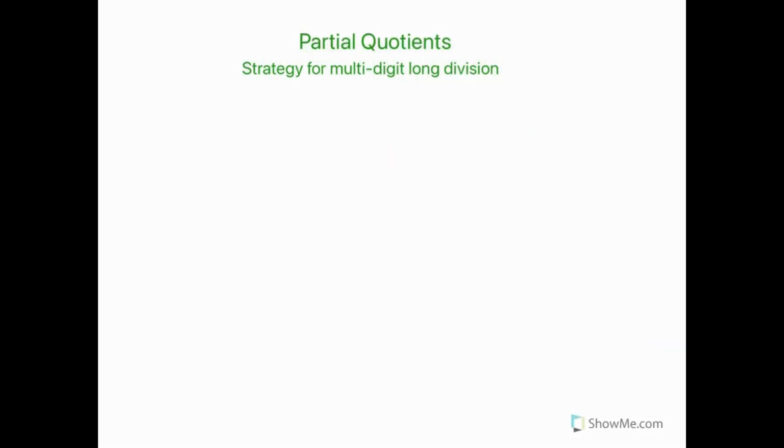Hi there. Today we're going to talk about a strategy that we use for multi-digit long division called partial quotients. Students solve the equations by subtracting multiples until they get down to 0 or as close to 0 as possible. Let's get started.